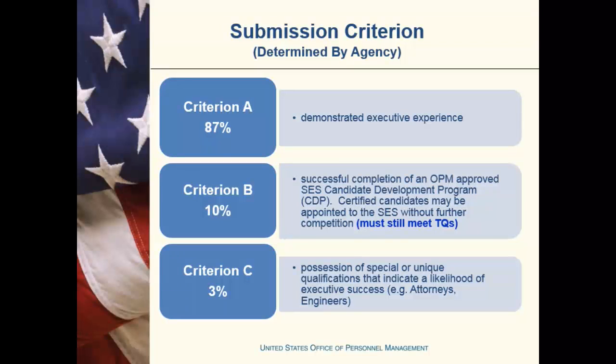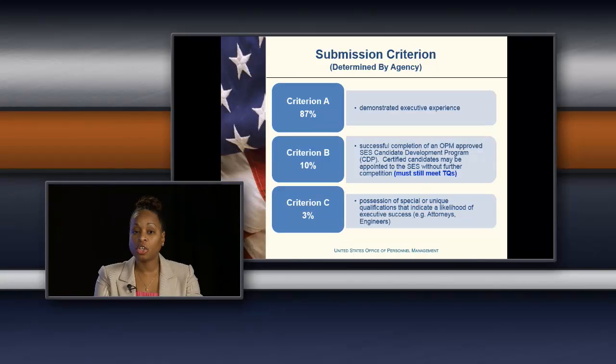These candidates go through a rigorous program that includes a 360 assessment, detailed assignments, and completion of different leadership activities to then prepare a package to come to OPM to be certified. These candidates can then later be appointed to the SES without further competition, provided they meet the technical quals. Criterion C deals with the possession of special or unique qualities. Those candidates such as attorneys, auditors, investigators, and engineers. Most agencies usually determine that they're going to use a criterion C for these individuals because they show that while they may not possess the full gamut of the ECQs, there is likelihood of success within the SES. Criterion A and C are actual SES vacancies that are required to be filled by the agency.